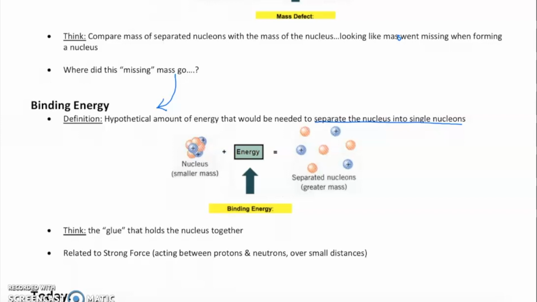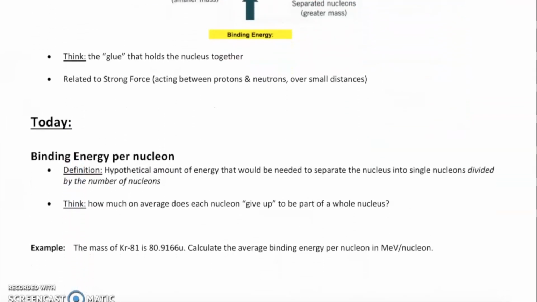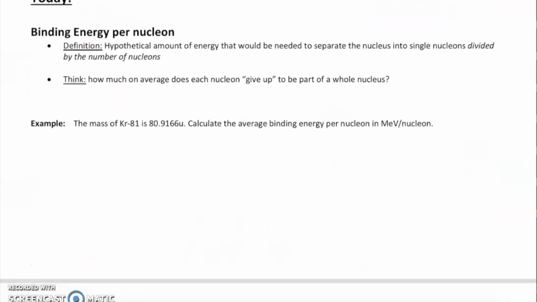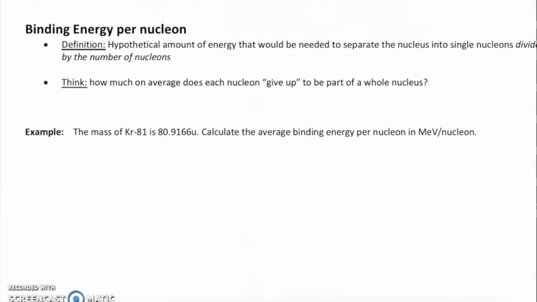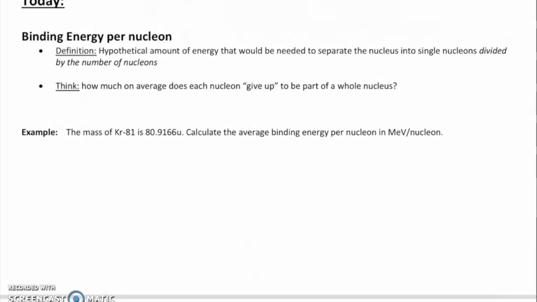This is really key to forming a nucleus. And today, what we're going to do is take that binding energy and divide it by the number of nucleons. So we're going to take the hypothetical amount of energy that would be needed to separate the nucleus into the single nucleons, divided by the number of nucleons. You can think about this as the average amount that each nucleon would need in order to give up being part of the whole nucleus. So we're going to divide by that number of nucleons.